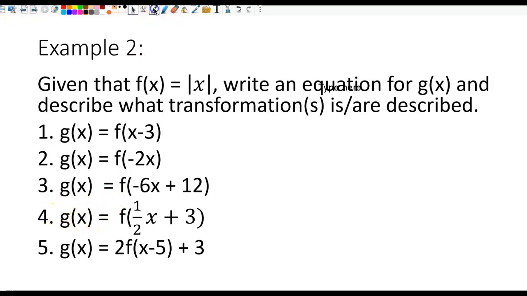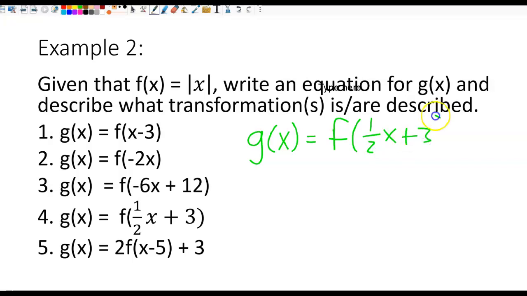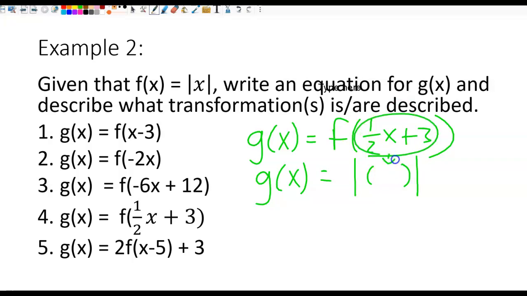So number 4, we start off like this. So we rewrite the problem. And then we replace the f of x with what f of x equals, which is the absolute value of x. But since there's stuff inside the parentheses this time, we're going to replace the x and the f of x with parentheses, and we're going to drop that stuff down inside there. Nothing new so far, right? And that's the end of part A. We're good. Let's go on to part B, though.